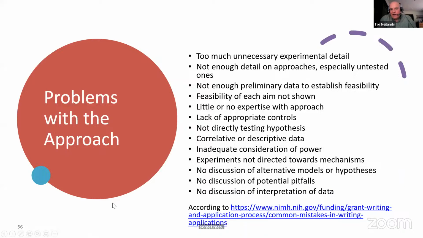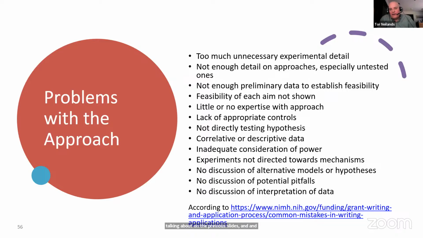I'd like to just discuss some issues that NIMH has targeted as having come up with approach sections in particular. One is, and I alluded to this on the previous slide, too many unnecessary experimental details. You need the necessary details, but not a lot of detail, especially detail that's not relevant to the study at hand. You might also not include enough detail on approach, like we were talking about on the previous slides.